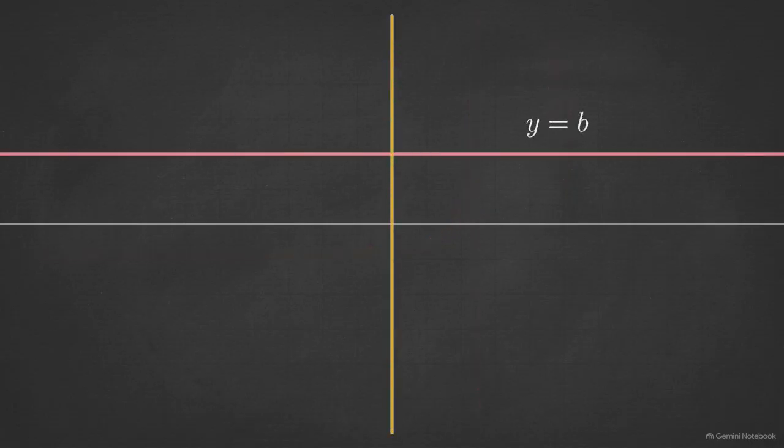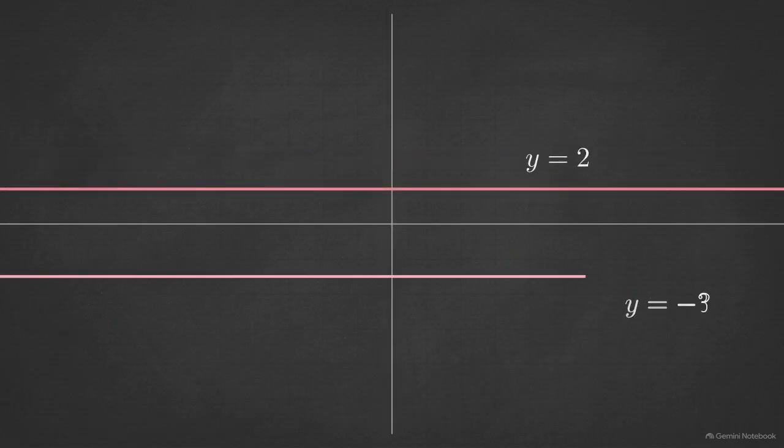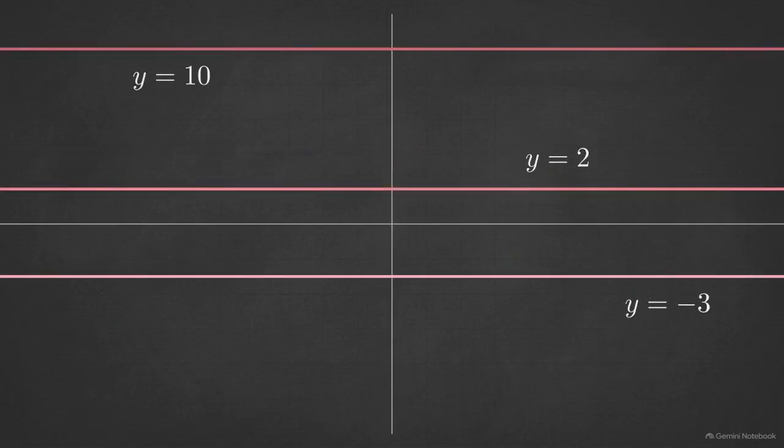Now let's pave some east-west roads. These are perfectly horizontal. Since they only cross the vertical y-axis, their equations are simply y equals a number. Watch as these three lines sweep across the grid. Y equals 2, y equals -3, and way up at y equals 10.